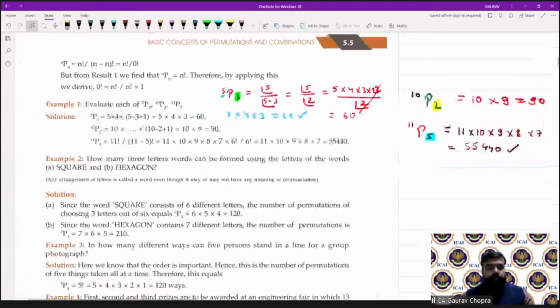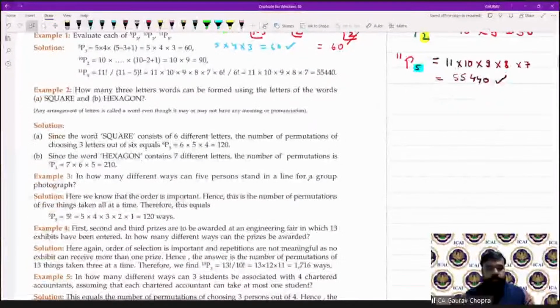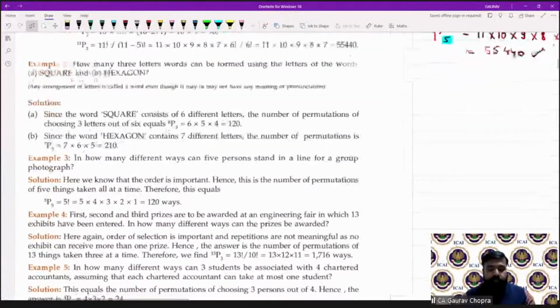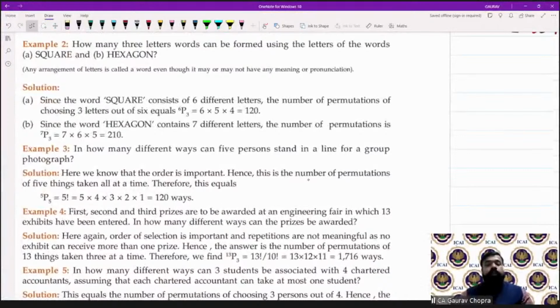So that was example number 1. Now let us come to example number 2. How many 3-letter words can be formed? Now we have to focus on the language of the question. What does the question want to ask us? The question wants us to form 3-letter words by using the letters of the word SQUARE.